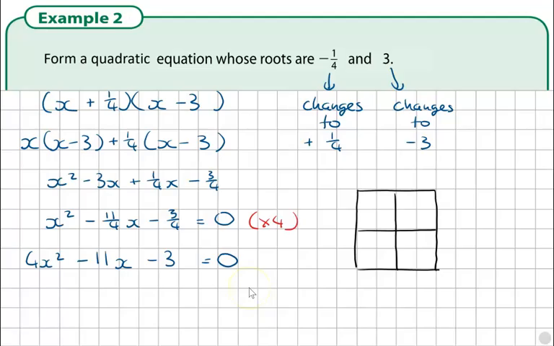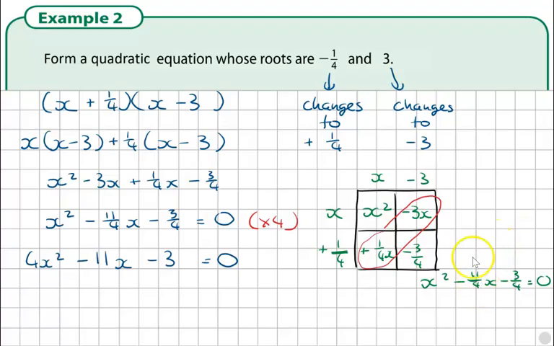Or we can use the array method. So we have x plus a quarter on one side and x minus 3 on the other side. X by x gives us x squared. X by a quarter gives us a quarter x. Minus 3 by x is minus 3x. And minus 3 multiplied by a quarter is minus 3 quarters. And then a quarter x minus 3x will simplify again to give us minus 11 over 4 x. And we multiply across by 4 like before. And again, we get 4x squared minus 11x minus 3 is equal to 0.